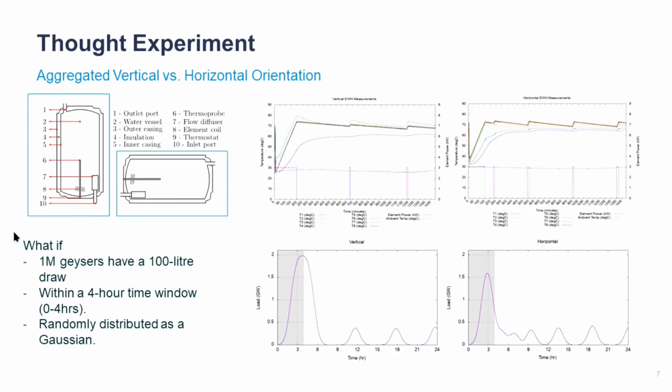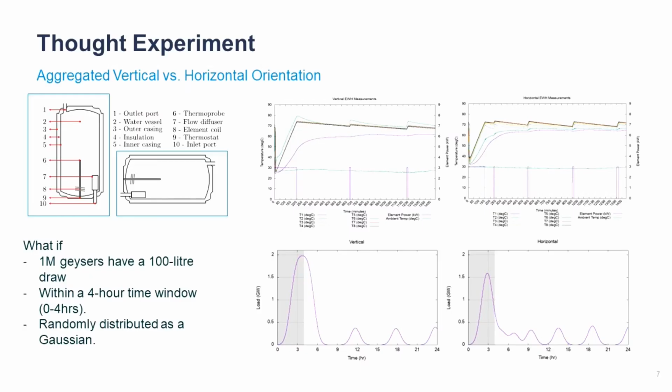So that thought experiment is, what if we have 1 million geysers that have a 100-liter draw? So these are 100-liter draw experiments. And we only allow them to draw from the tank, from the grid, within a 4-hour period. Okay. And we've randomly distributed, so we've applied a Gaussian to those draw events.